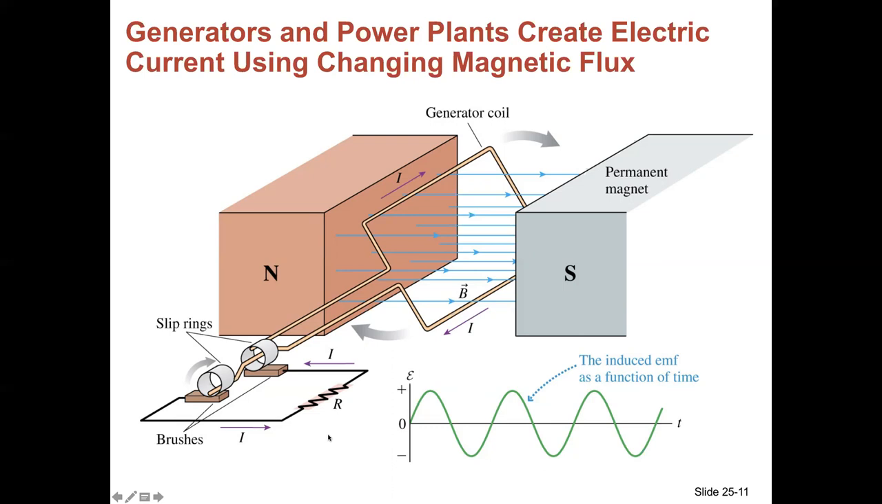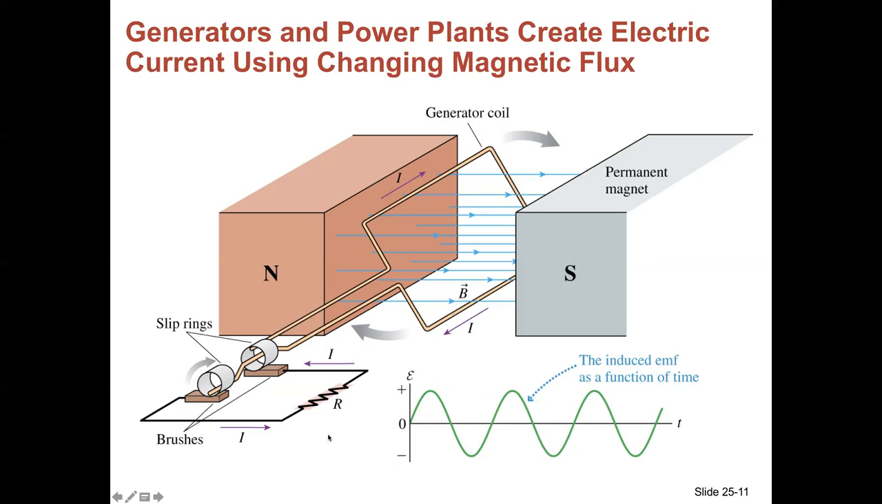And you could also see, for instance, if you want to be more green and ecologically friendly in your energy generation, you could connect a wire loop like this to a wind turbine. The wind turbine will be hit by wind, causing the wire loop to rotate in the magnetic field.